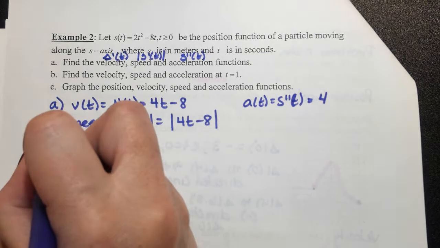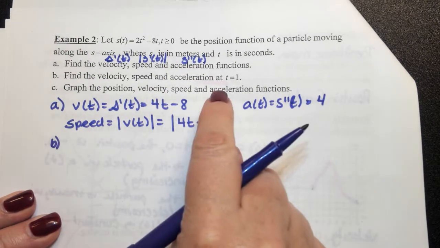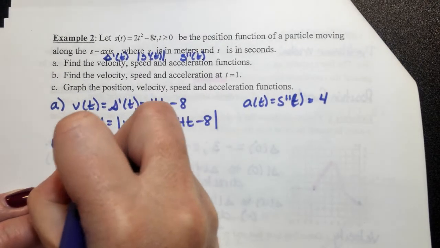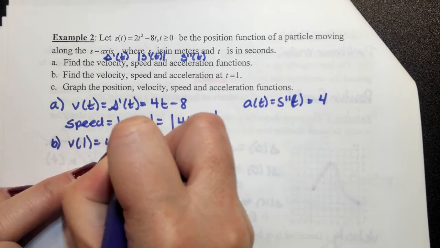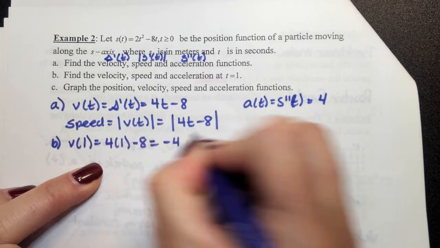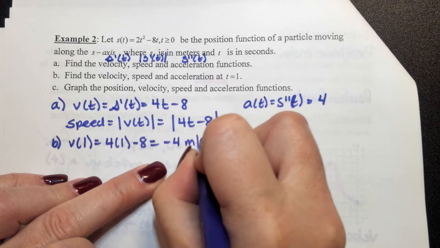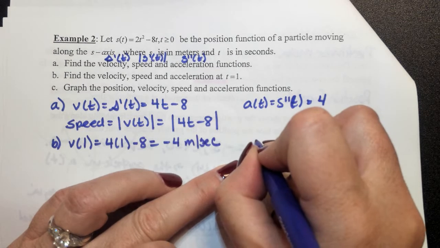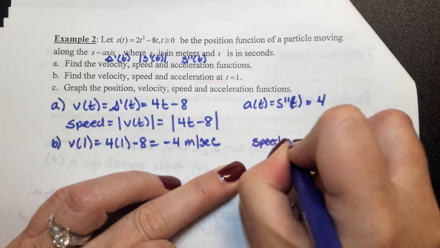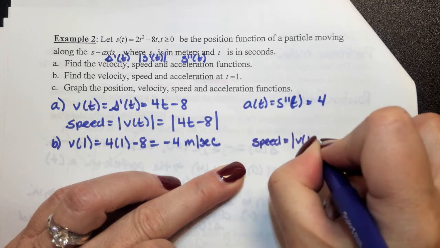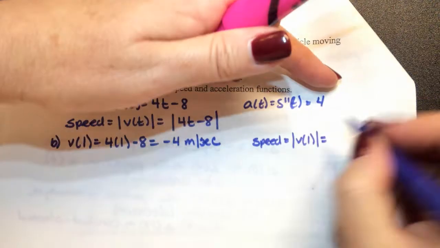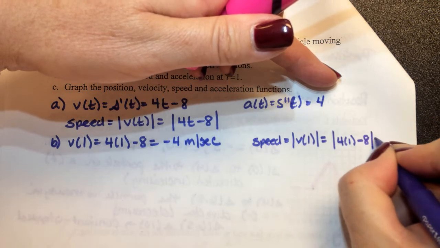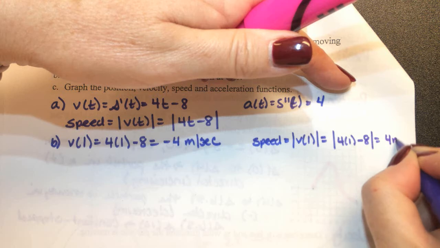So now for part B, they want me to find the velocity, speed, and acceleration at t is equal to 1. So v of 1 is going to be equal to 4 times 1 minus 8, which is negative 4, and again my units is going to be meters per second. The speed, which is equal to the absolute value of the velocity function, is going to be the absolute value of 4 times 1 minus 8. So that's going to give me 4 meters per second.